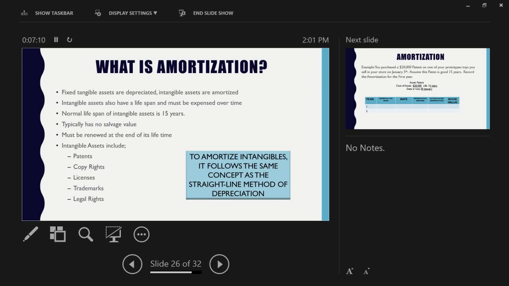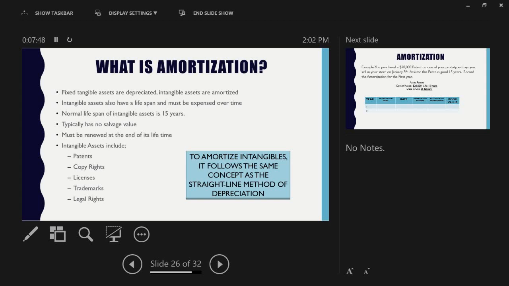Typically, intangible assets have no salvage value. The reason is you usually have to renew it at the end of the year, so they don't have a salvage value. I mean, you can sell it, but when you're selling it, it's basically just repurchasing to have ownership of it. So there is no salvage value, and it must be renewed at the end of its life. That's why it doesn't have a salvage value, because usually these things do have a value to them.